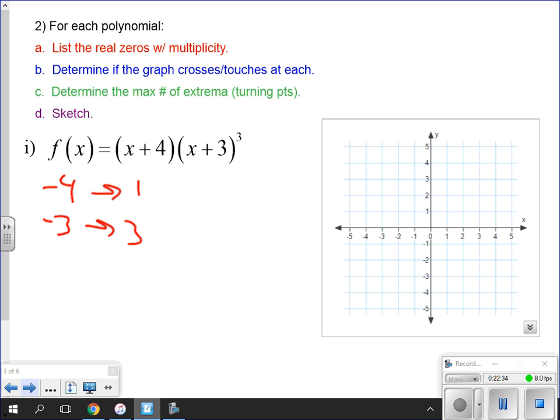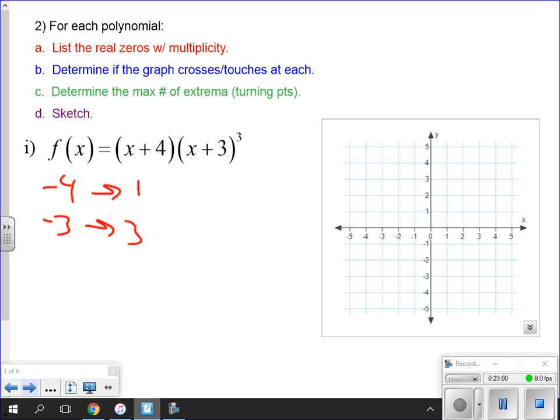Is there an easier way to write it than just arrows? Yeah, you can write multiplicity of 1. I'm just being short. Do you put it to a power? No, I don't want to list it as a power. You want to make sure to separate that because the implication would be that my solution is negative 3 cubed. It's not. I have negative 3, and it happens 3 times.